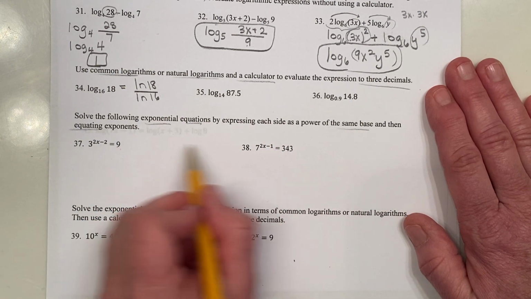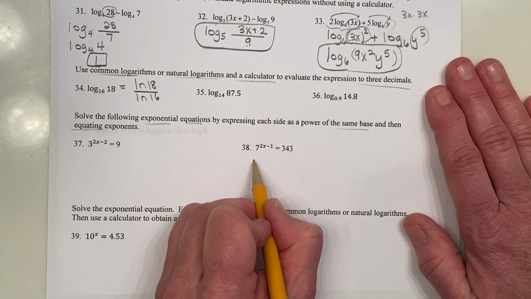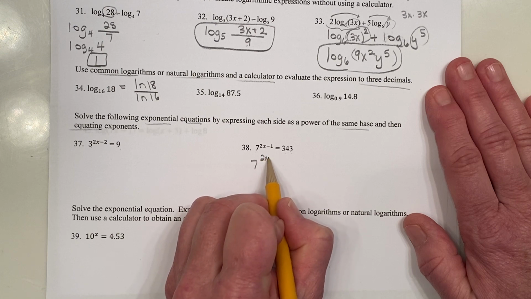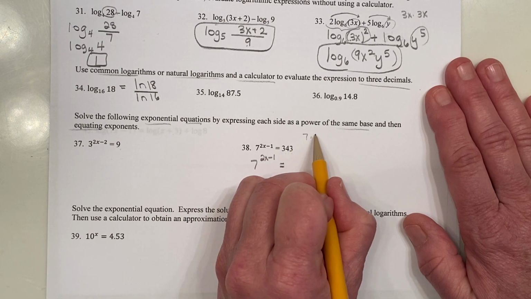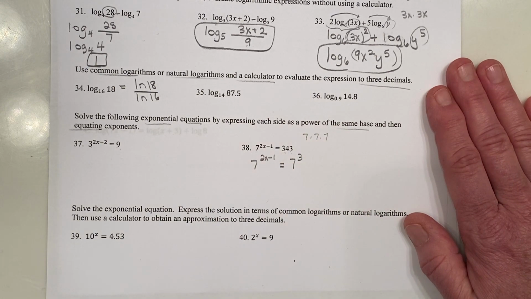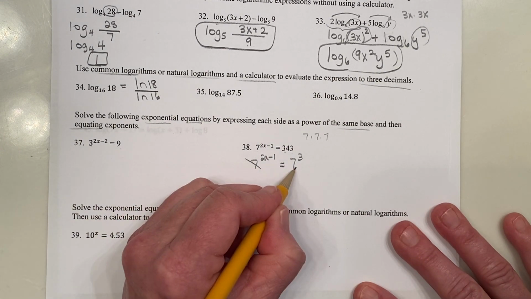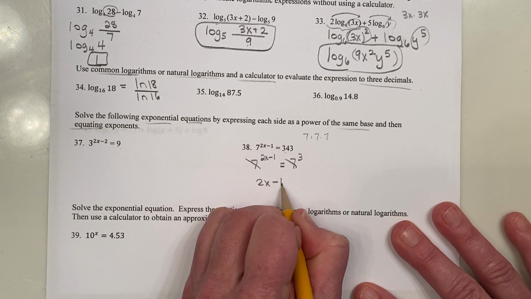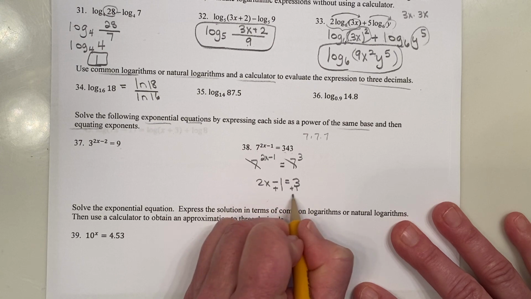All right, I'll do number 38 and leave 37. 343 is a bigger number than this base, so we'll keep 7. On your calculator, just start multiplying 7 times 7 times 7 until you hit this target number, and I believe that's 7 cubed. Same base, set the exponents equal. Now you have an algebraic equation that you can solve for x and get an answer.